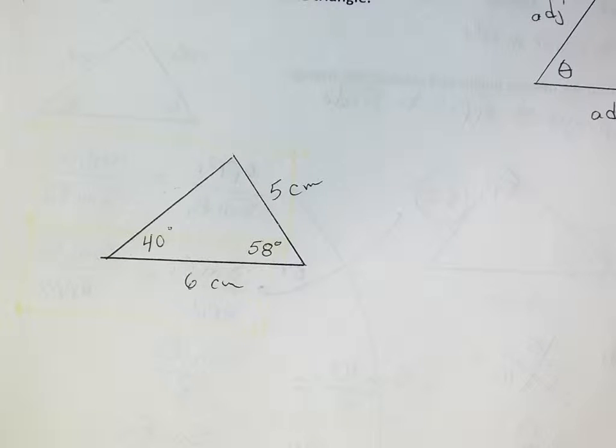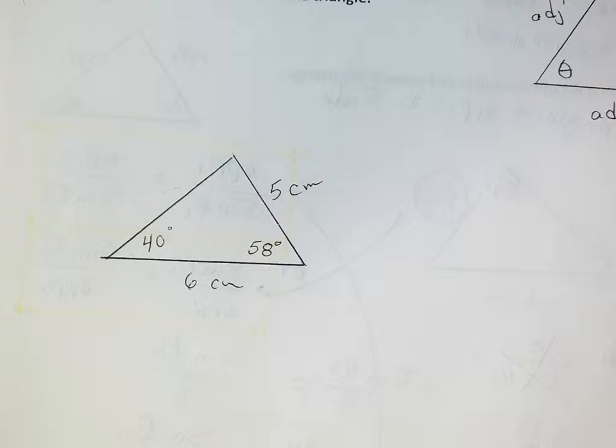We could use the sine of 58 is equal to A over 5, right? And then to find the area, you'd go one half the base, which is 6, times this answer. Well, that'd be 5 sine 58 equals A. Let's call this H for height, so the area is 1/2 base times height.